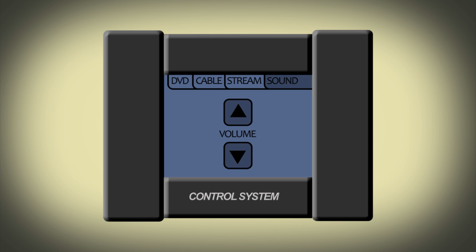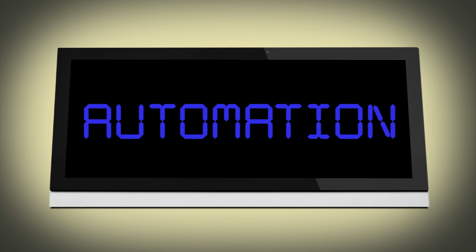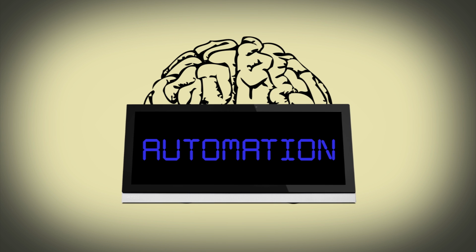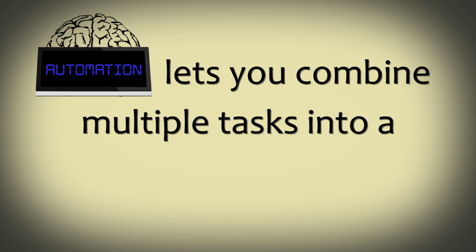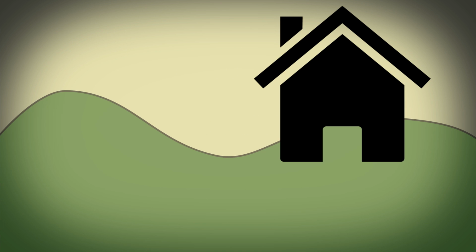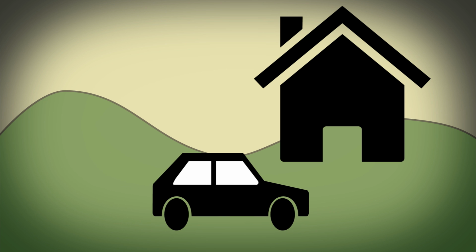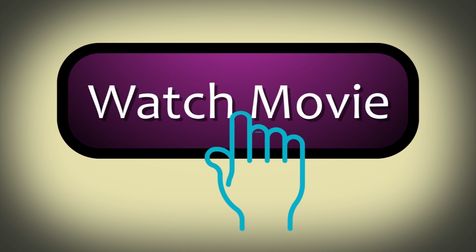But what if instead of just control, you added automation? Now, instead of a dumb device, you have an intelligent system. This lets you combine multiple tasks into a single automated action. Let's say you come home from work and want to watch a movie. You walk in the door and press the Watch Movie button.